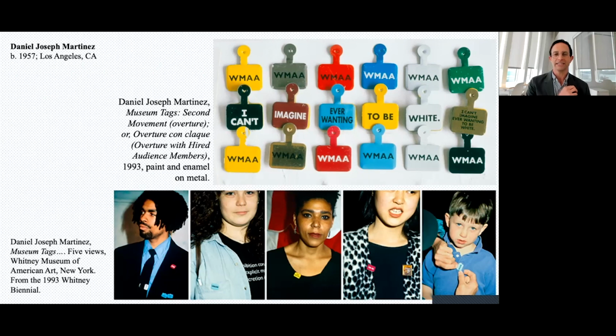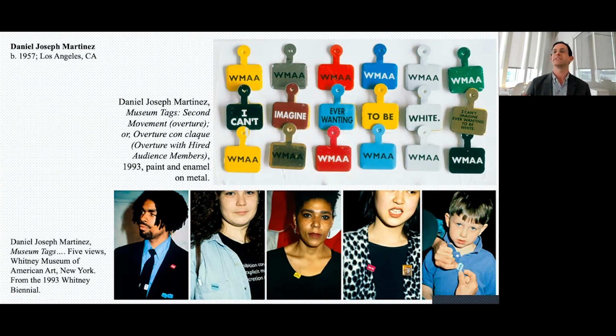Others said, I can't imagine ever wanting to be white, or the full phrase, I can't imagine ever wanting to be white. And what's really interesting about this piece, of course, is that it brings the question of race directly into view right on that moment that you enter the precipice of the museum.